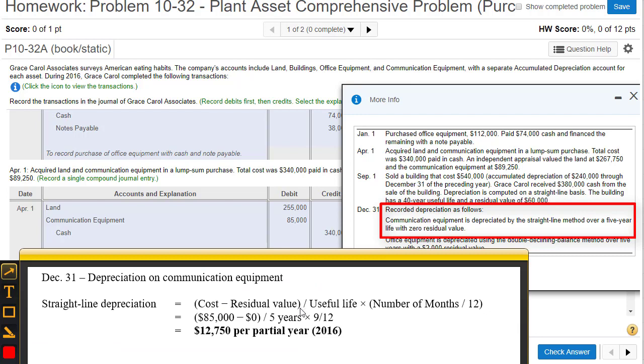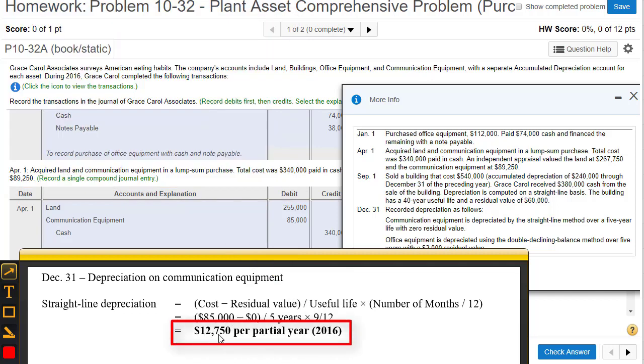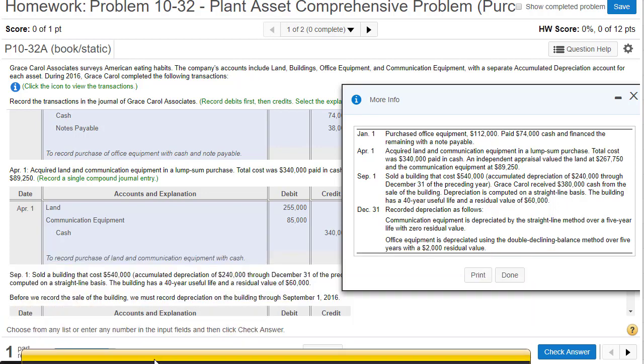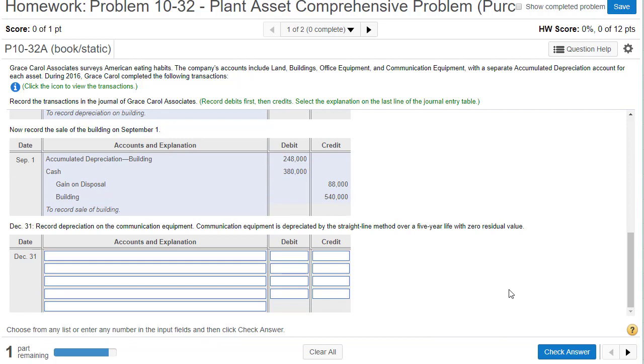And how many months did we use it? Well, we use it April through December. So in other words, we did not use it January, February, or March. So we did not use it for 3 months. Therefore, we used it for 9 months. Or you can just count. April through December is 9 months. So once we do the math, we get $12,750 of depreciation for the partial year from April through December 31st. And that is depreciation for the communication equipment.